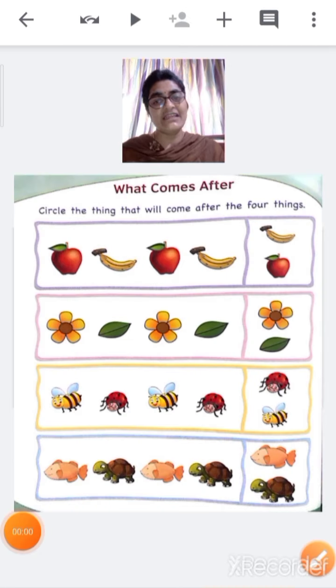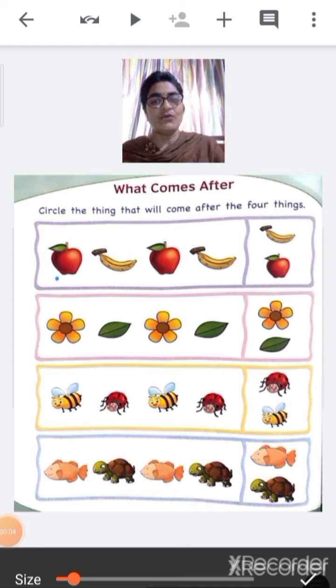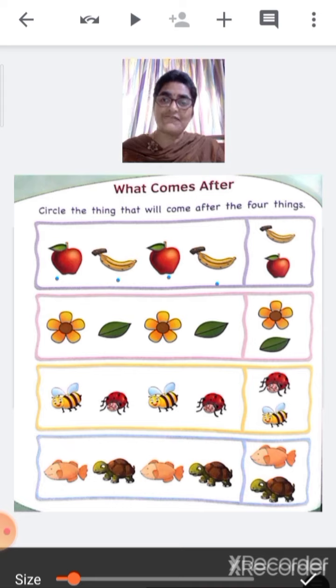Now, children, let's do a worksheet. Children, what is this? This is an apple. After apple, what is there? A banana. After banana, an apple. After apple, what is there? A banana. Now, what will come after banana? Banana? No. Apple? Yes. So, we are going to circle this.